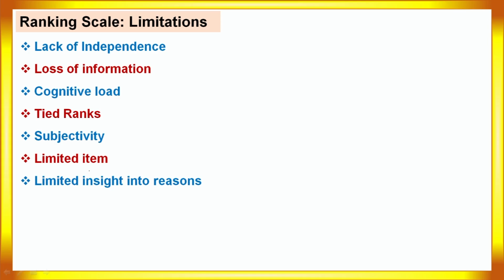Second is the loss of information. Loss of information means, in the case of the ranking scale you only get the rank or order of the preferences, but what about the intensity of the preferences or the magnitude of the preferences? That is not possible in the case of the ranking scale. So that is another limitation.